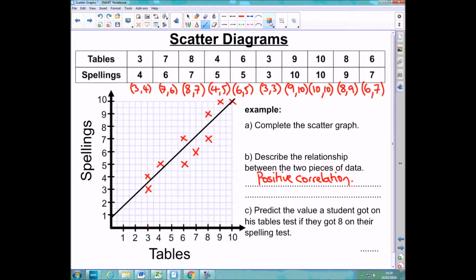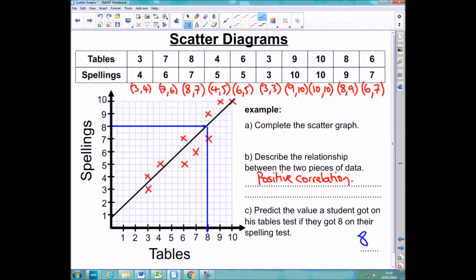We can now answer the question: what did the student get on their times table test if they got 8 on the spellings test? All we do is use a ruler and mark out from 8 to our line, and then go down from our line, and you can see that roughly we can predict that they should have got 8 on their tables test if they got 8 on their spellings.